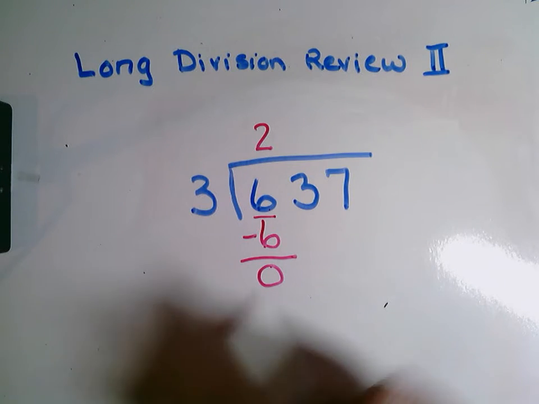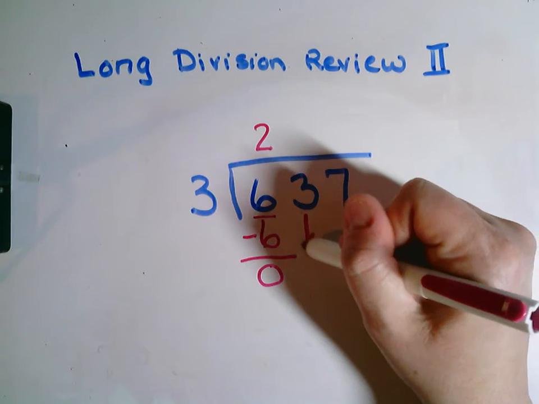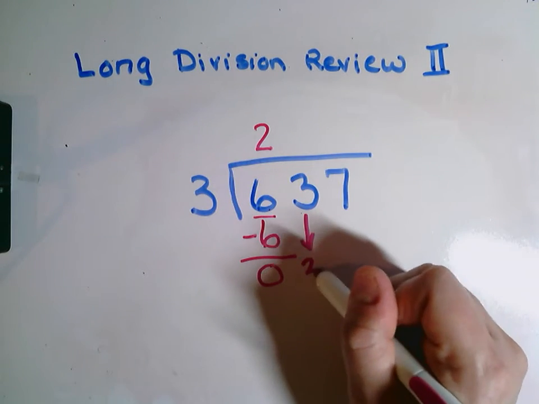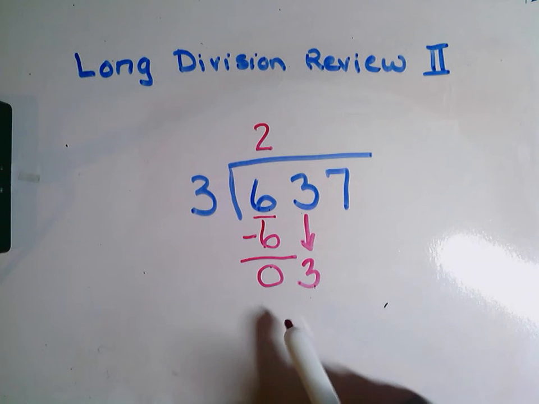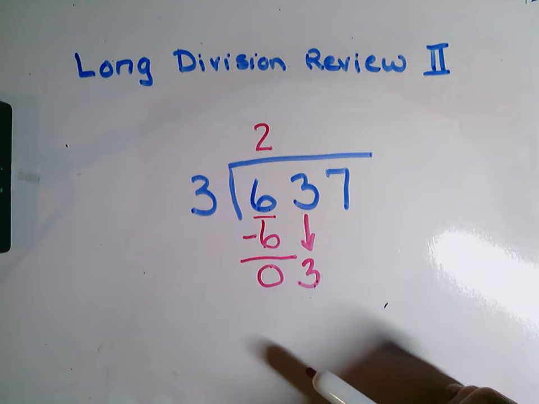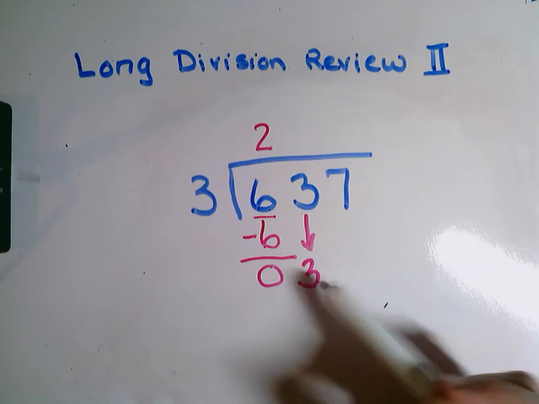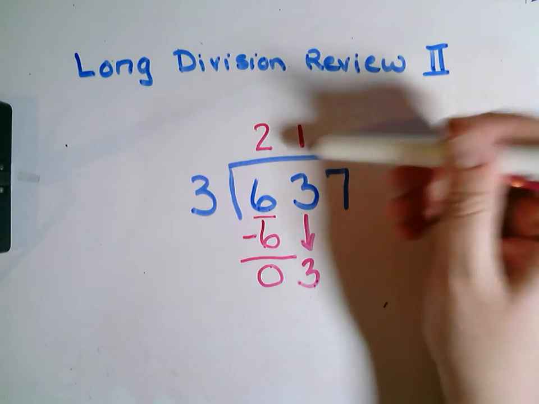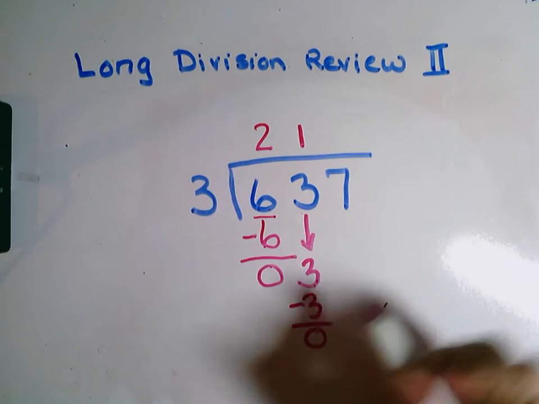But I'm not done with my problem because I still have some more numbers to divide. So I'm going to bring down my tens. I have a 3. What times 3 is going to get me to 3? Or if I have 3 things, how many groups of 3 can I take away from that? Well, 3 times 1 is 3. I can get 1 group of 3 from 3. My 1 up here. 1 times 3 is 3. If I subtract that, again, I don't have anything left over.